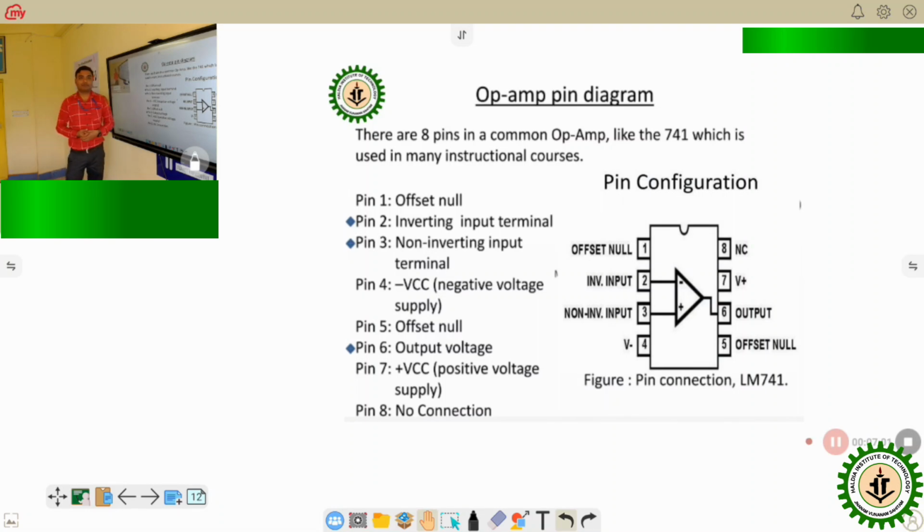The pin diagram of a 741 op-amp IC is shown here, basically an 8-pin IC. Pin number 1 is offset null, pin number 2 is the inverting input, and pin number 3 is the non-inverting input. Pins number 4 and 7 are used for the power supply: 7 is the plus voltage source and 4 is the minus voltage source. Pin number 6 is the output, and pin number 8 is no connection.